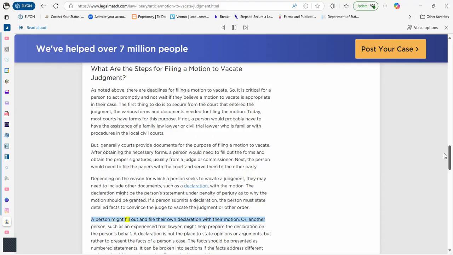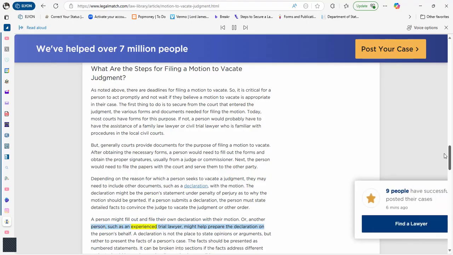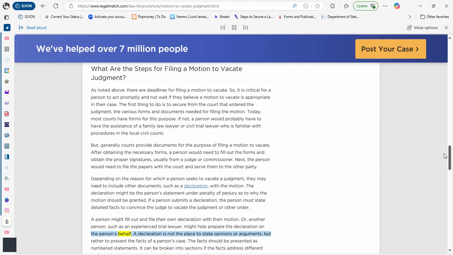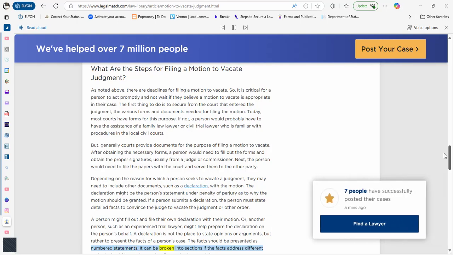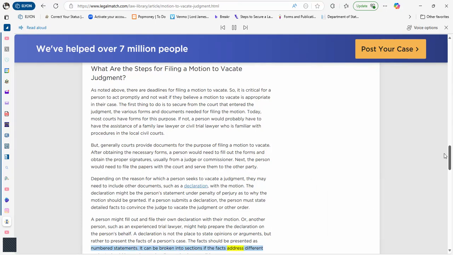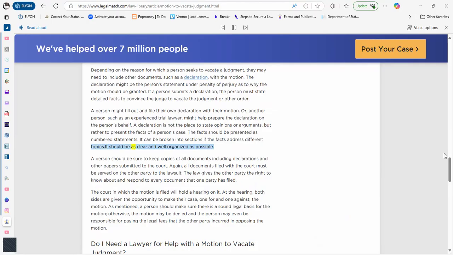A person might fill out and file their own declaration with their motion. Or, another person, such as an experienced trial lawyer, might help prepare the declaration on the person's behalf. A declaration is not the place to state opinions or arguments, but rather to present the facts of a person's case. The facts should be presented as numbered statements. It can be broken into sections if the facts address different topics. It should be as clear and well organized as possible.